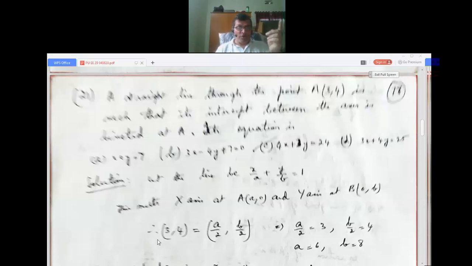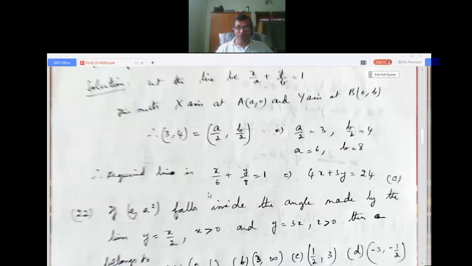So a plus 0 by 2 will be 3, b plus 0 by 2 will be 4, so it will be like this. So from this I get a by 2 equals 3, b by 2 equals 4, so a equals 6 and b equals 8. So the required line is x by 6 plus y by 8 equals 1. Taking LCM, we get 4x plus 3y equals 24. Once again, I'll explain this.